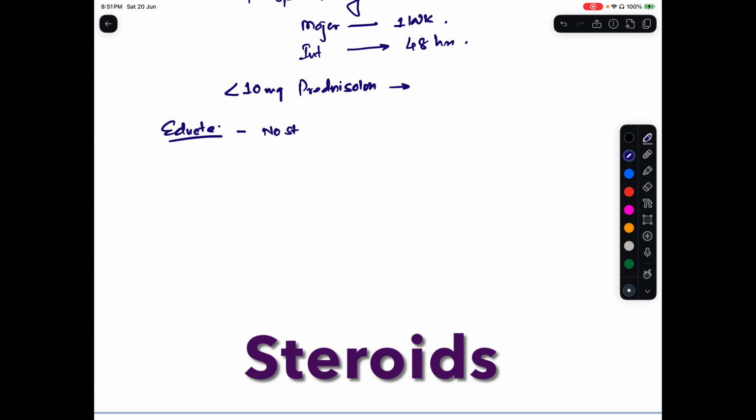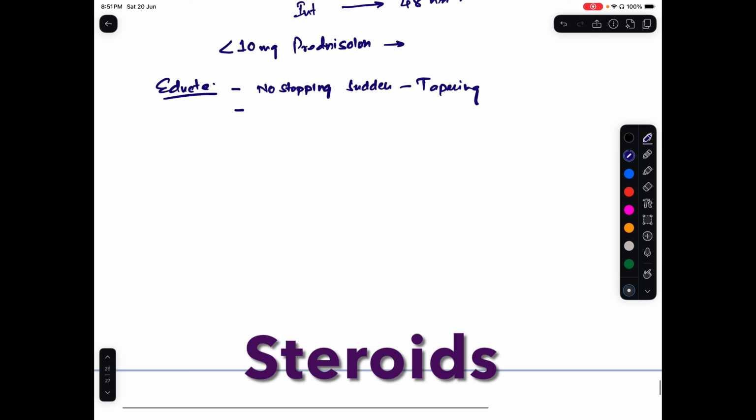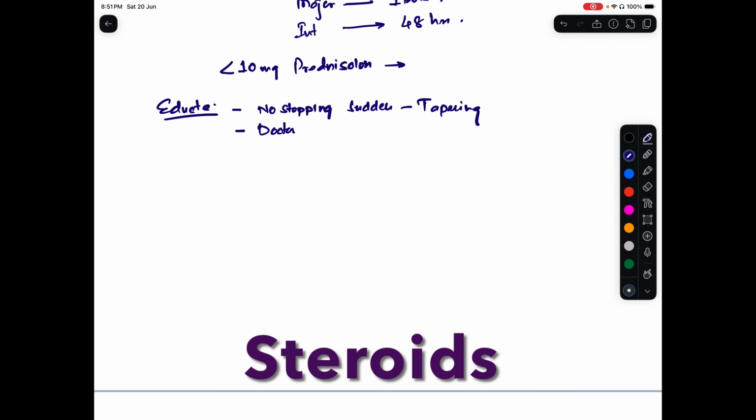No sudden stopping, so tapering is important. One thing. Second thing is that doctors should be made aware that he is on steroids. It is anti-inflammatory and immunosuppressive, so infection can cause delayed healing of wound.